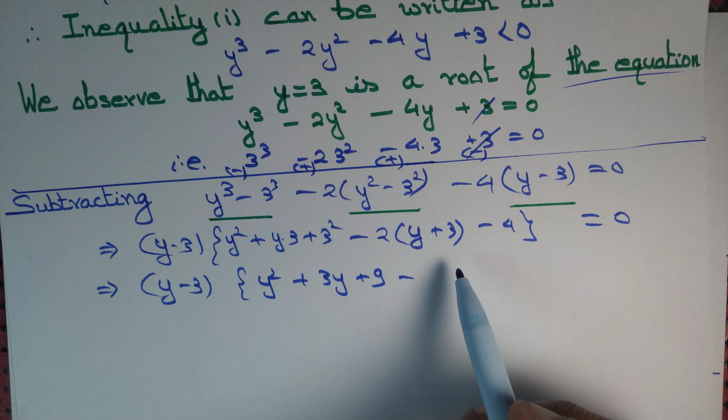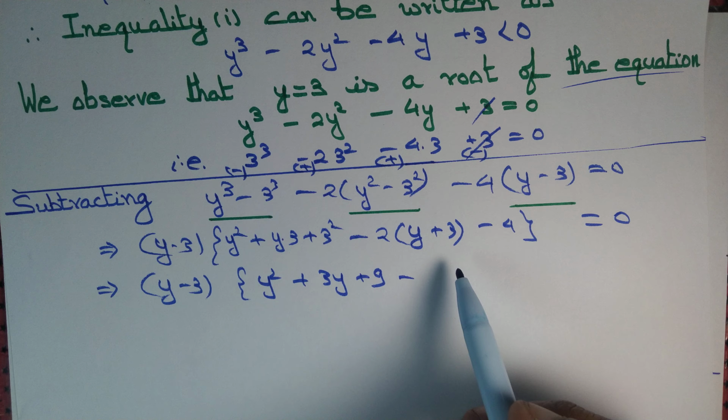Let us solve the inequality mod of x cubed minus 2 times mod of x square minus 4 times mod x plus 3 is less than 0. So we want to solve this inequality. Let's call this inequality 1.